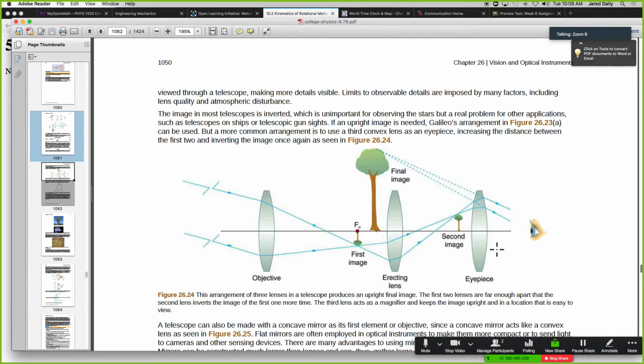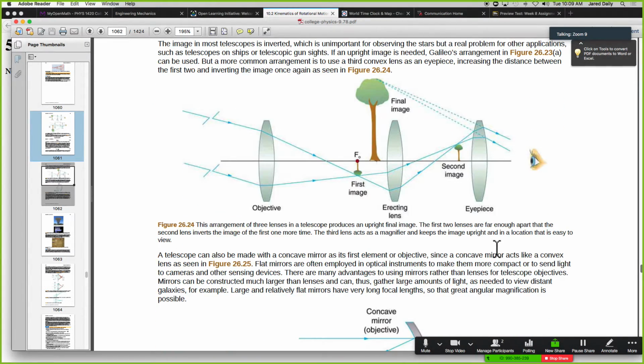Here we have a telescope that has 3 lenses in it. You can think of it as a right side up telescope, where you have an objective lens, an eyepiece, and then you have a lens in the middle called the erecting lens, which actually flips the image over to make sure that what you're seeing is right side up.